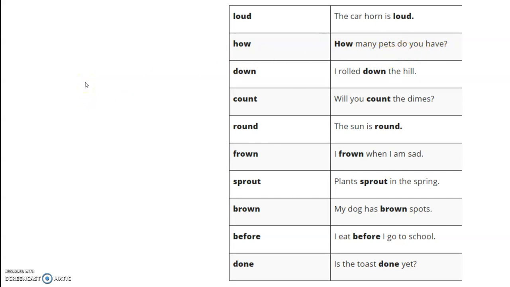Okay, friends, we're getting closer to the end, but we still need to practice and get ready for second grade. Our spelling and phonics and our reading is so important.